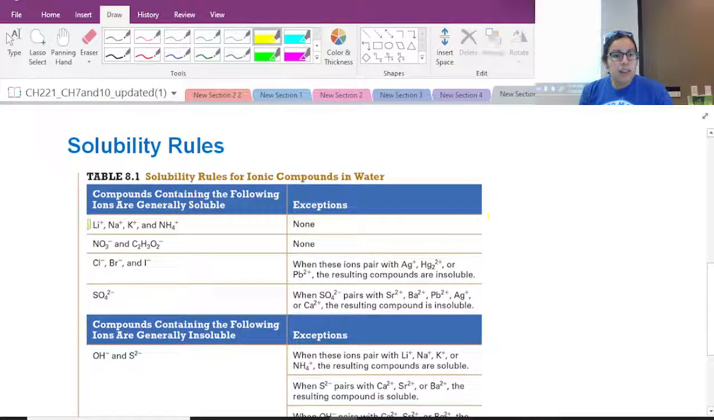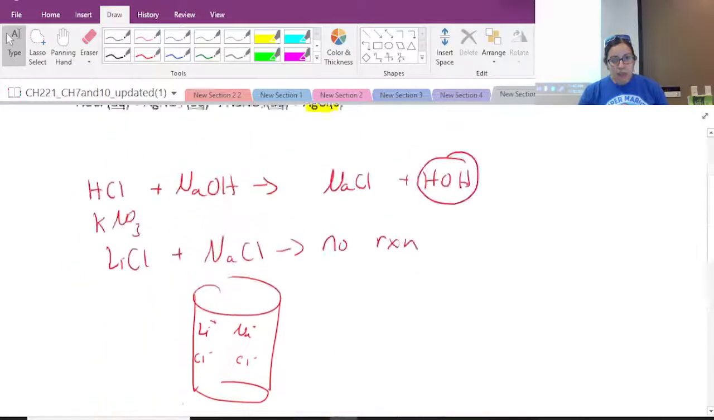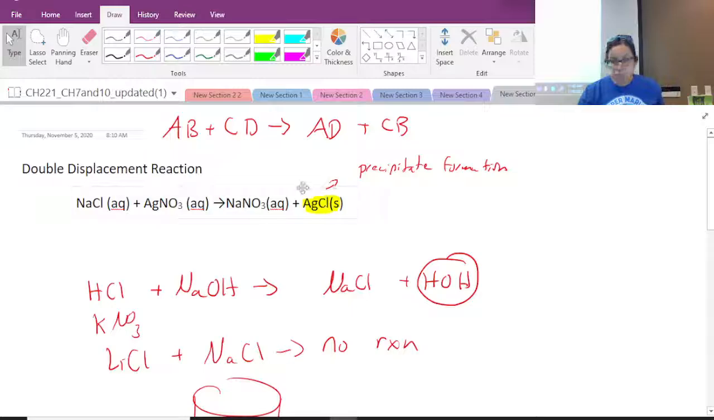We can see lithium, sodium, potassium, and ammonium all tend to be soluble. If you think back to lab, we do use a lot of these ions, and you can see they don't have any exceptions. Same thing with nitrate, which is also why we use a lot of nitrates in lab. They tend to all be soluble, like the iron nitrates when we add them. Acetates as well, those are all soluble. No exceptions.